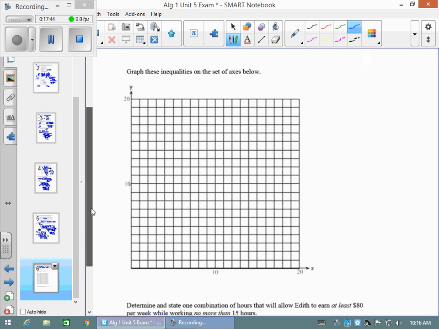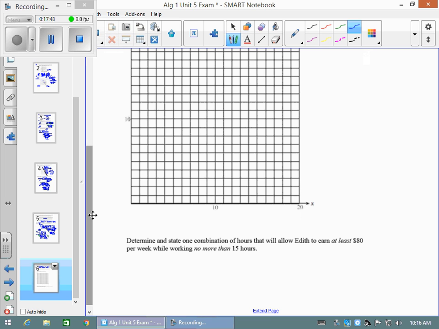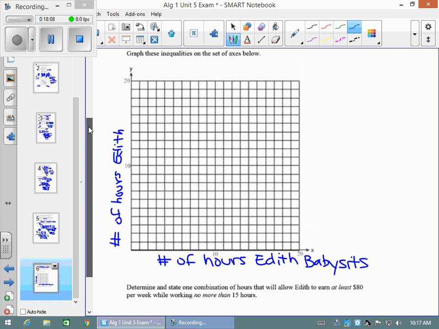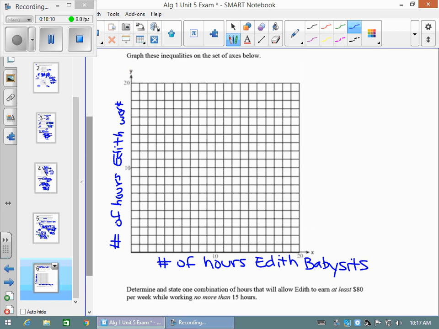X is my number of hours that Edith babysits. And Y is my number of hours that Edith works at the library. Okay, so now I know what my X and Y variables are.